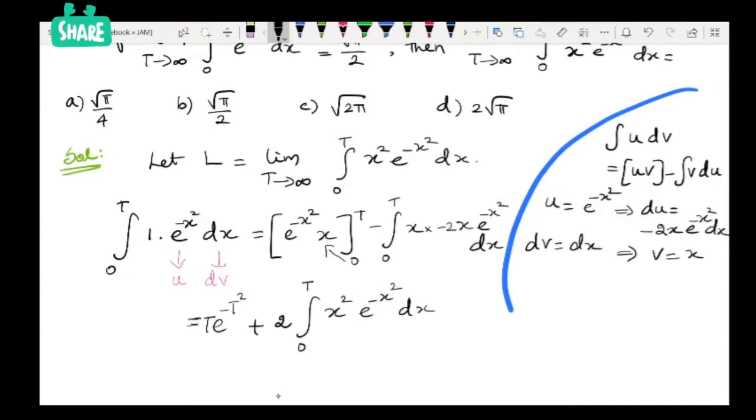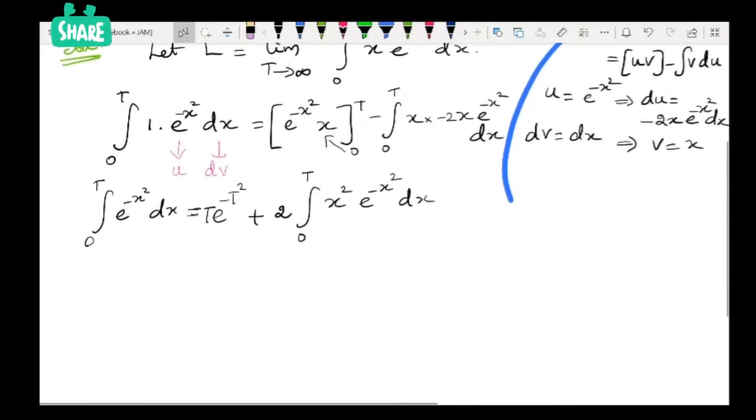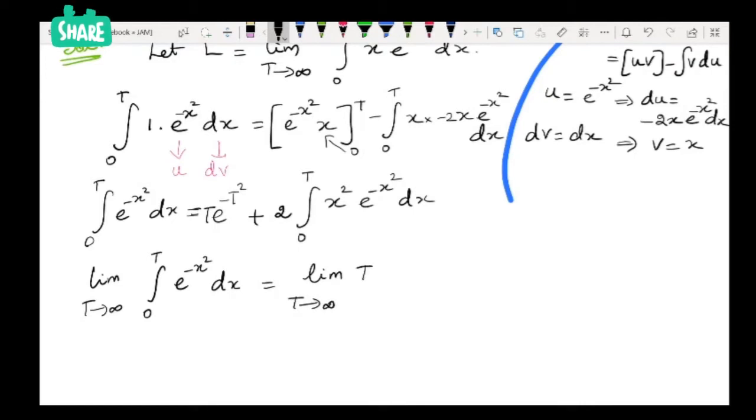Remember we started with a simple integral, e power minus x square dx, right? But we have ended up with the integral of x square e power minus x square dx, which is something that we want to find, which we have already named as L. So let's take limits on both sides so that we can name the second one as L. So limit t tends to infinity of the integral 0 to t of e power minus x square dx is equal to limit t tends to infinity of t e power minus t square, and the limit applies to the second term also: limit t tends to infinity of the integral 0 to t of x square e power minus x square dx.